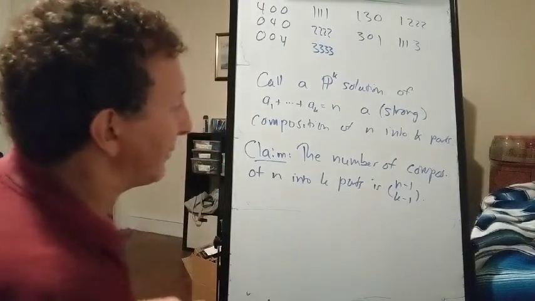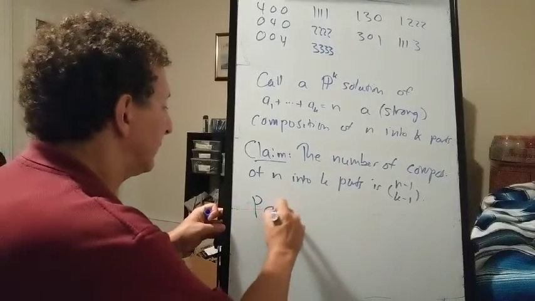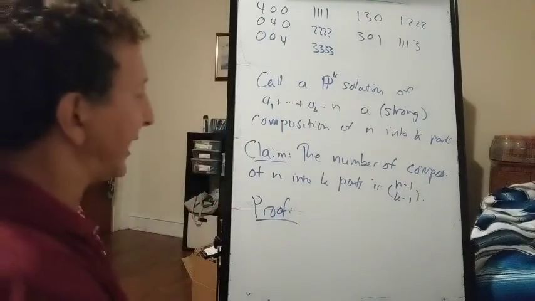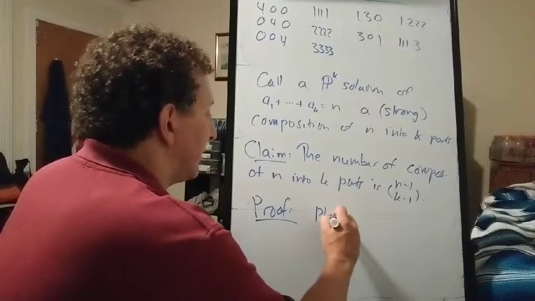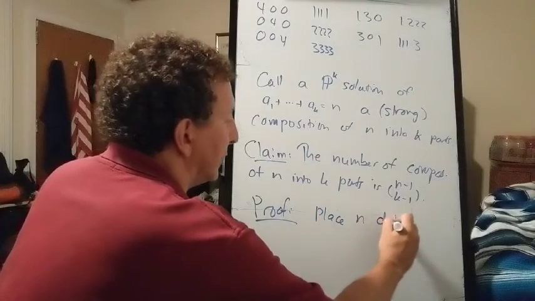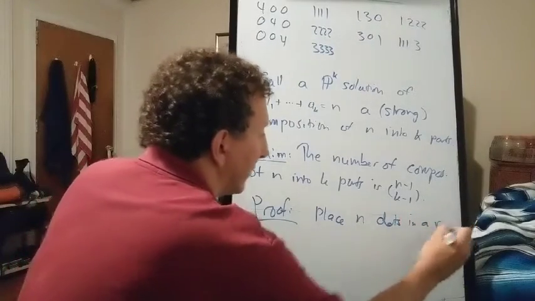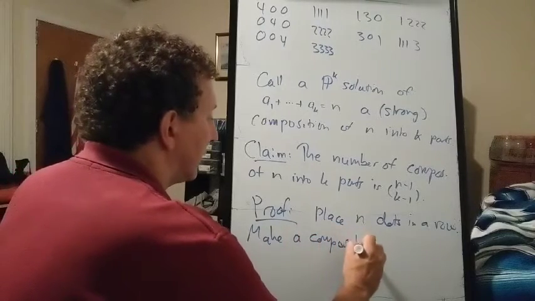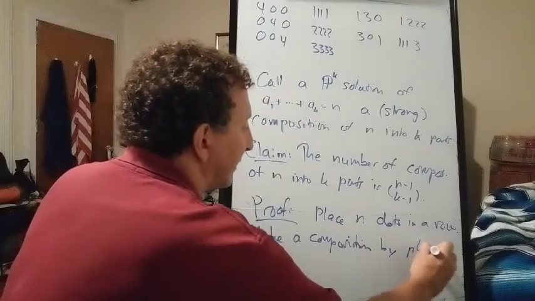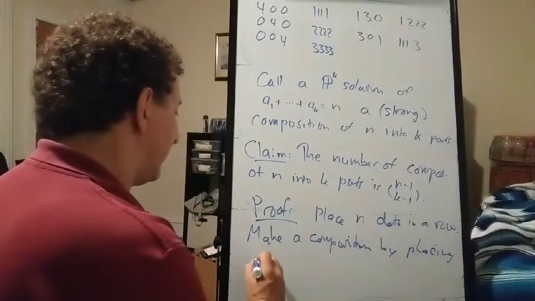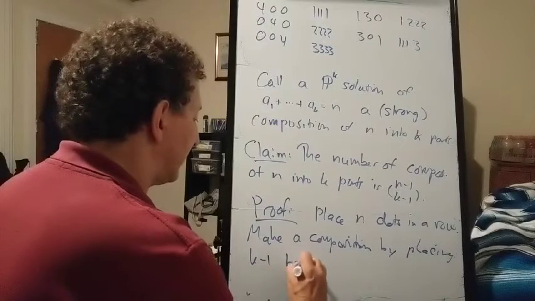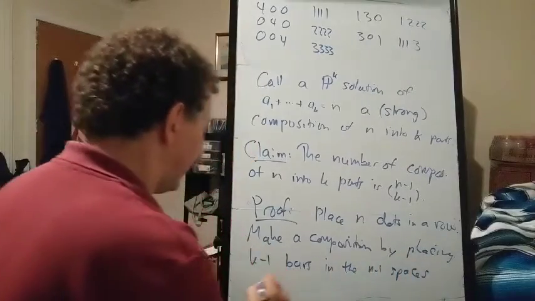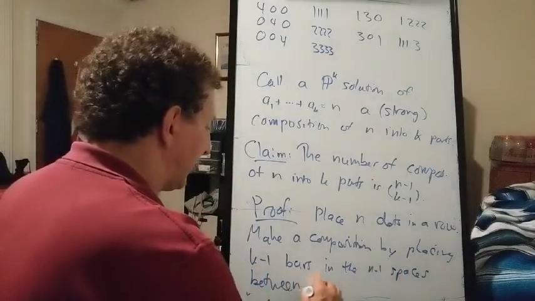Alright, so why does this turn out to be n minus 1 choose k minus 1? Proof is we can make a composition of n into parts by placing n dots in a row and then placing k minus 1 bars in the n minus 1 spaces between the dots.